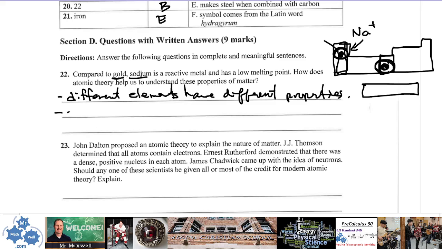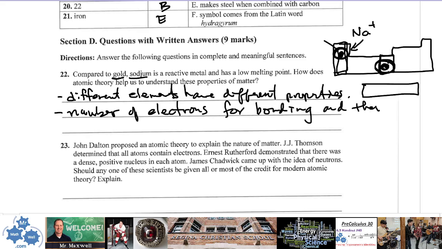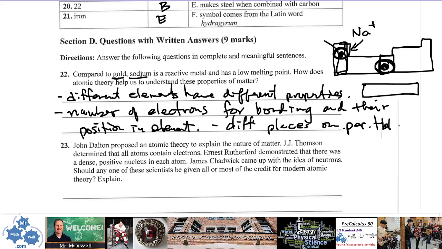Okay? So you could say the number of electrons for bonding and where they're positioned. So this is another thing you could mention. Number of electrons for bonding and their position in the element. Okay. And you could also just say that there are different places in the periodic table, so they would have slightly different properties. All right, there may be others. You can talk with me after if you wish.